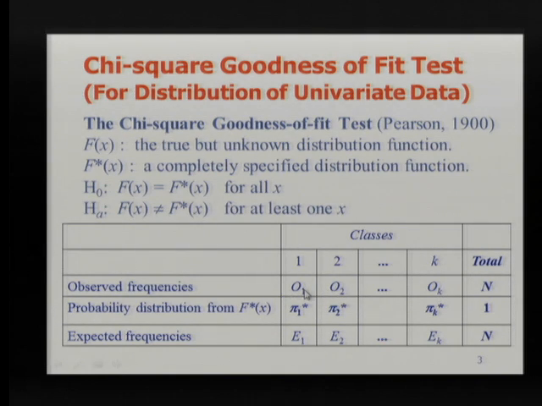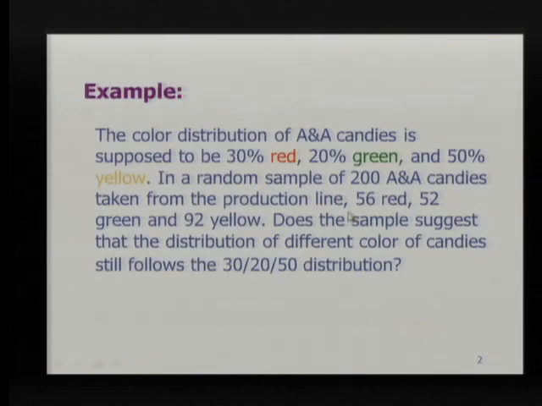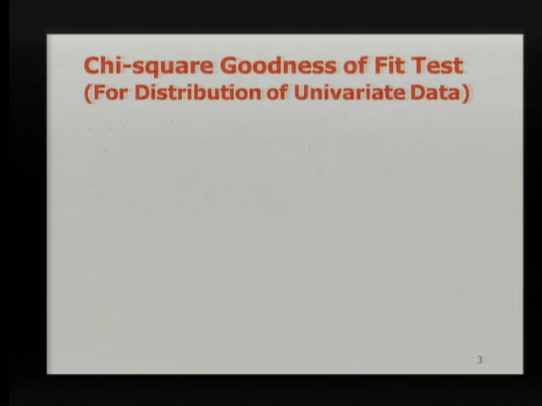O1 means the observed frequency from the first category. All right, so in this case, it is what? 56, right? It is the observed frequency for the first color. And the next one, O2, is 52, and O3 is 92. Hope that makes sense?